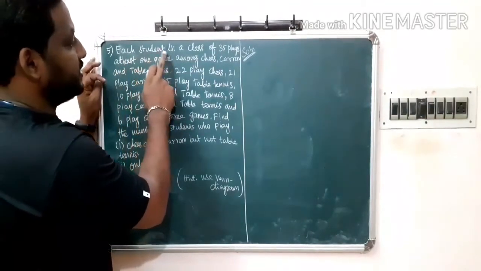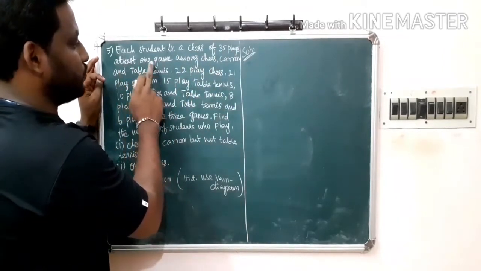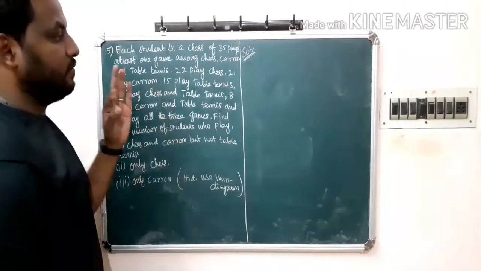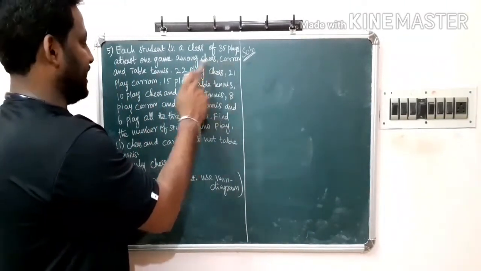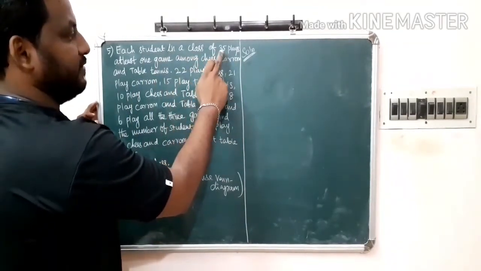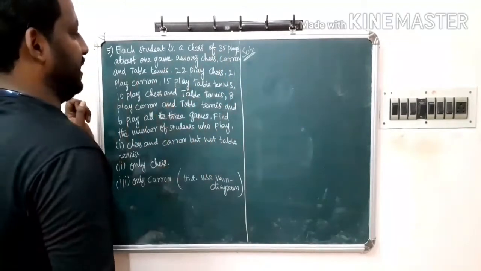Each student in a class of 35 plays at least one game among chess, carom and table tennis. Here 3 types of games are there: one is chess, another one is carom, another one is table tennis. So the total number of students in the class is 35, and all 35 students play at least one game.